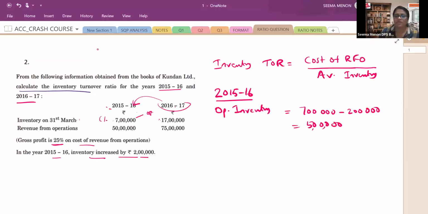This one is clear. So what can we find out? We can find out average inventory. Average inventory is equal to, you will write the formula only one time, opening inventory plus closing inventory divided by 2. So what is the opening inventory? Just now we found it out. That is 5 lakh.